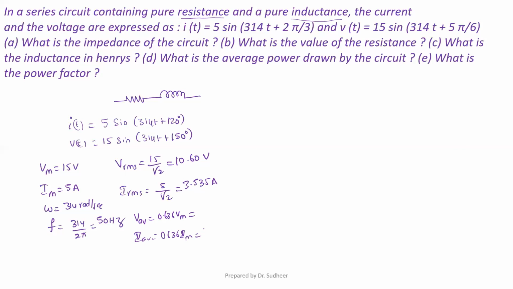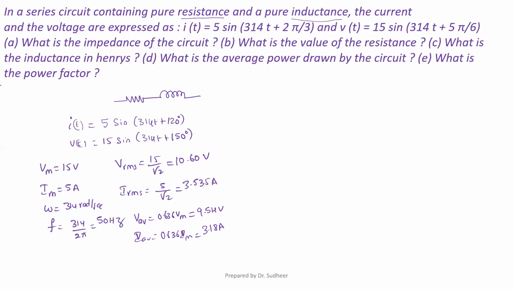So what is 0.636 of 15? The average value is 9.54 volts. Average current is 0.636 into 5, that is 3.18 amperes.